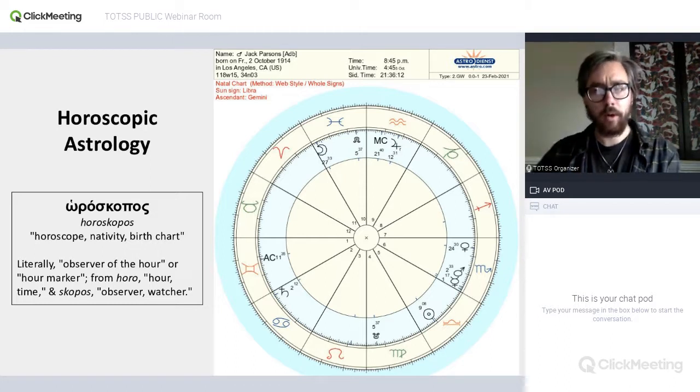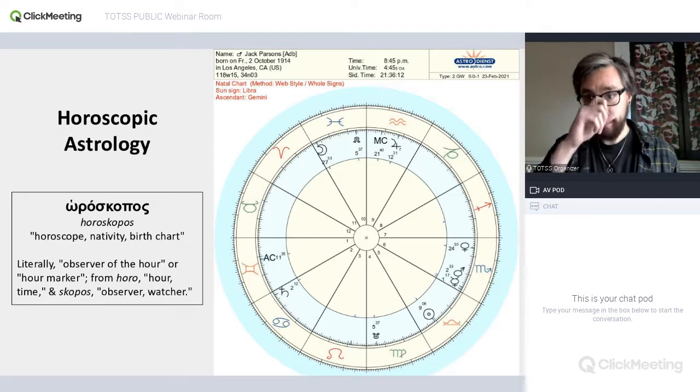The Greek word horoskopos literally means observer of the hour or hour marker, from horo, meaning hour or time, and skopos, meaning observer or watcher. Originally, the word horoskopos referred to the ascendant, the sign of the zodiac that was rising up over the eastern horizon. But then that gets generalized to talk about the entire chart.